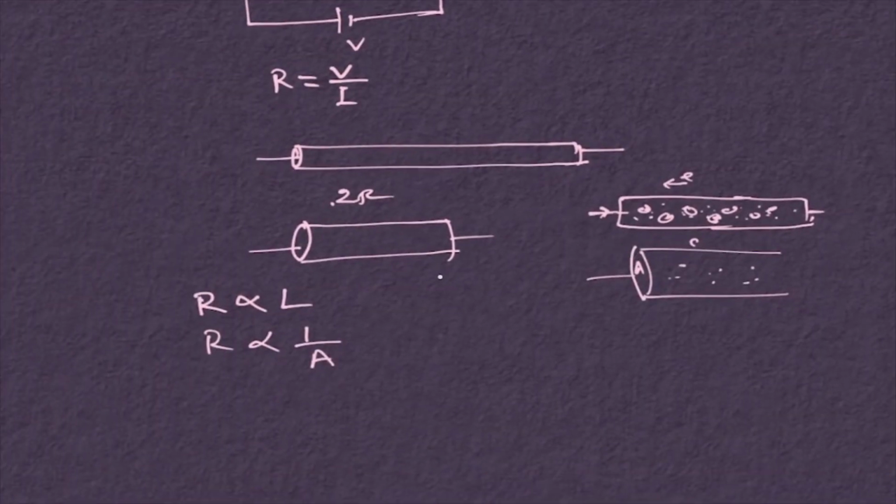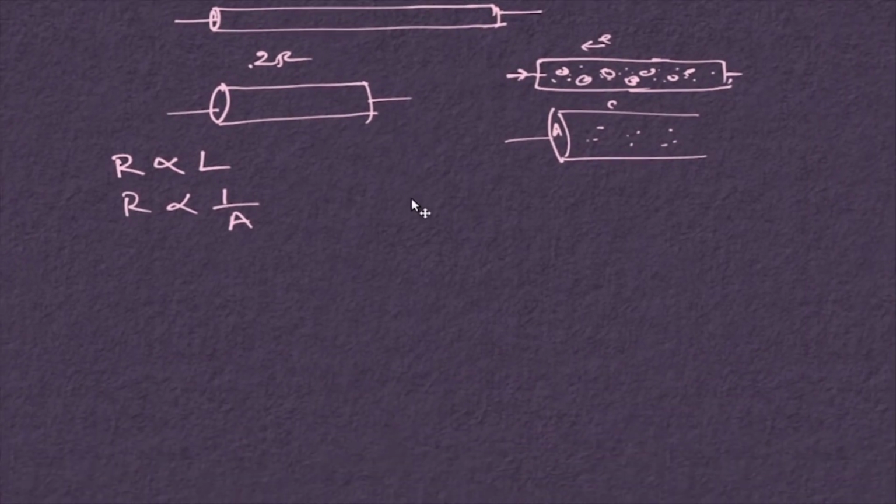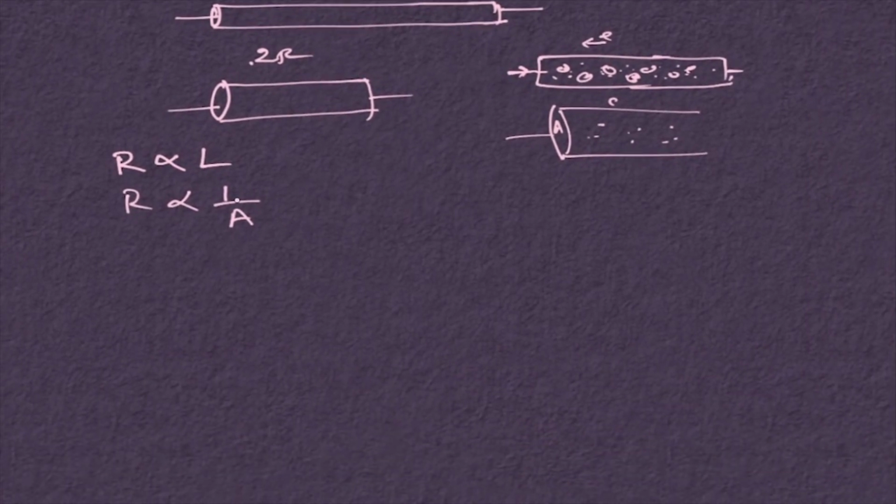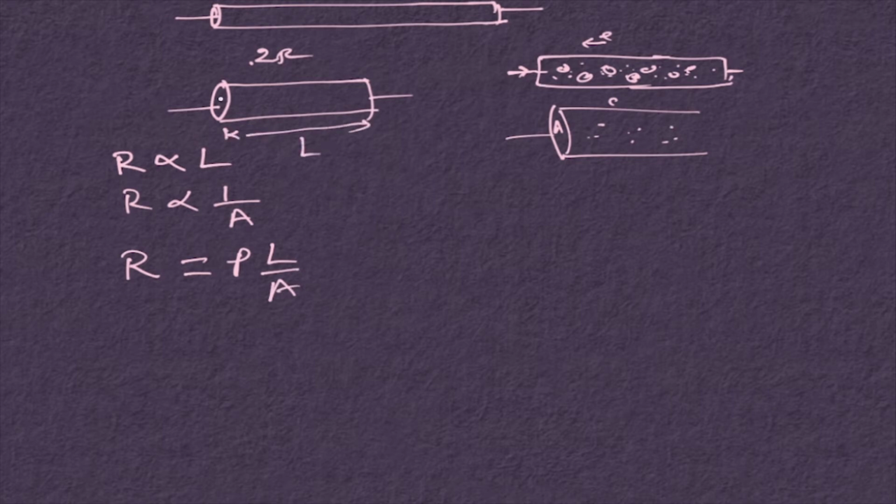In this case, similarly, the resistance is directly proportional to L, and resistance is inversely proportional to the cross-sectional area of the conductor. Now removing the proportionality, we can say that R is equal to a constant times L by A. This constant is called rho. R is equal to rho L by A, where L is the length of the conductor, and A is the cross-sectional area. This is the area.